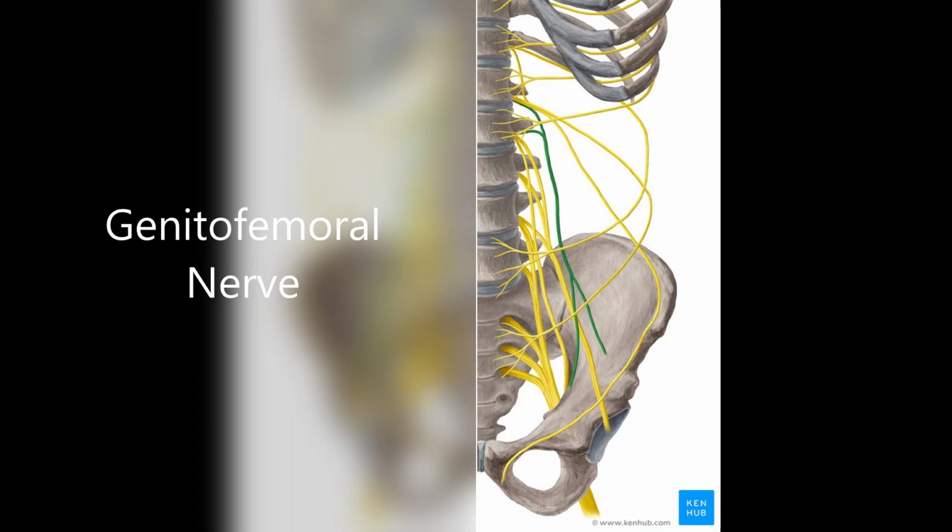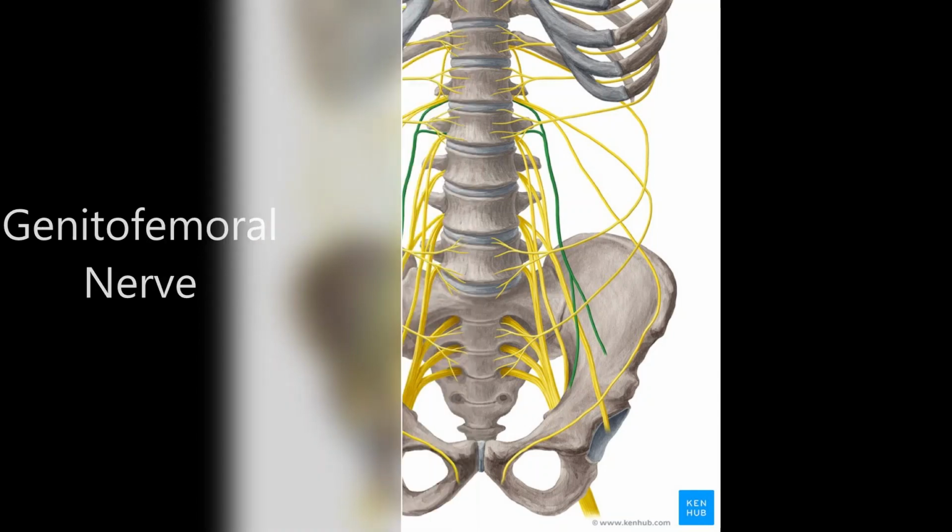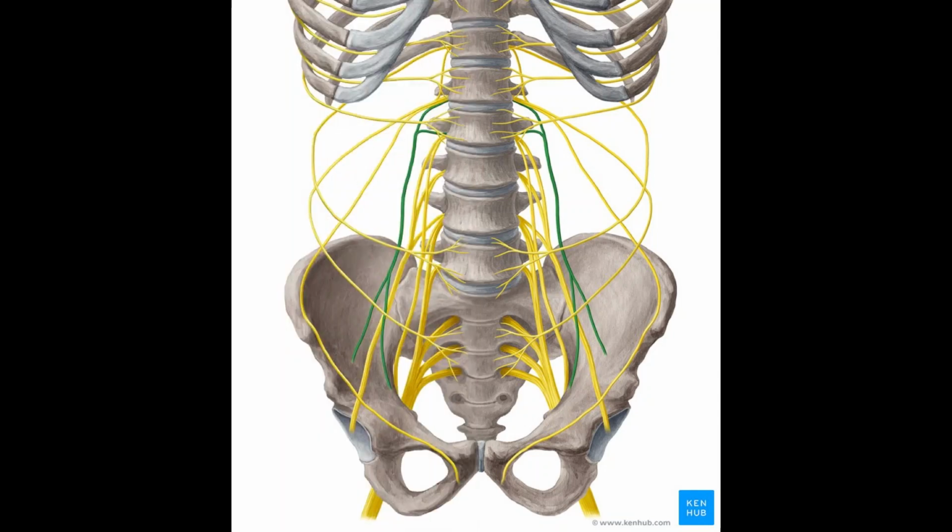Genitofemoral nerve. The genitofemoral nerve emerges on the anterior surface of the psoas muscle near its medial border and runs downwards in front of the muscle. Near the deep inguinal ring, it divides into femoral and genital branches. The femoral branch passes through the arterial compartment of the femoral sheath and is distributed to the skin of the upper part of the front of the thigh.